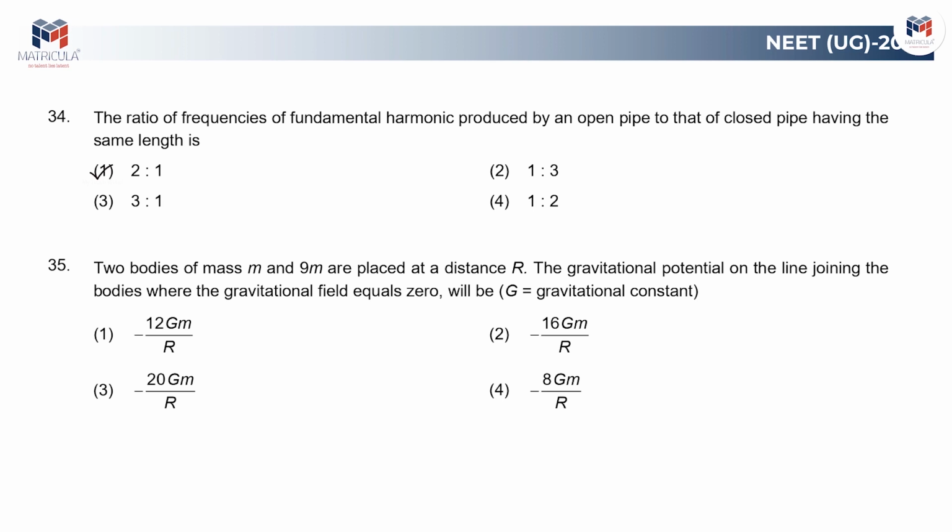Question number 35. Two bodies of mass m and 9m are placed at a distance of capital R. The gravitational potential on the line joining the bodies where the gravitational field equals 0, where capital G is gravitational constant, will be. The answer is option number 2, minus 16 capital G m divided by capital R.